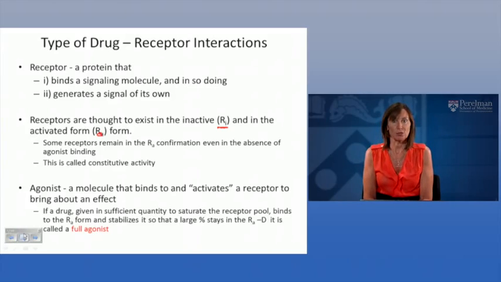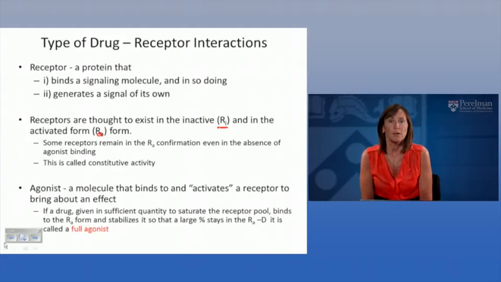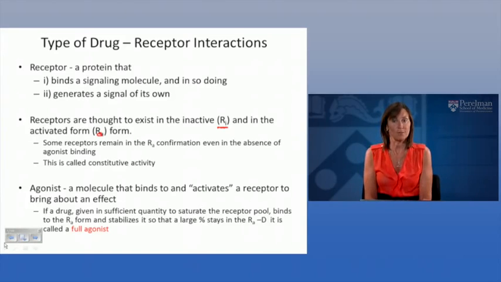An agonist is a molecule that binds to and activates a receptor to bring about an effect. I'm going to repeat that because it's a very important definition. An agonist is a molecule that binds to and activates a receptor to bring about its effect. If a drug given in sufficient quantity to saturate the receptor pool binds to the activated form of the receptor and stabilizes it so that a large percentage of the receptor stays in the activated form, it is called a full agonist. In other words, the majority of the receptors that are the natural ligand for that agonist are in the activated form. They are kept in the activated form by the agonist binding to the receptor. This is called a full agonist.